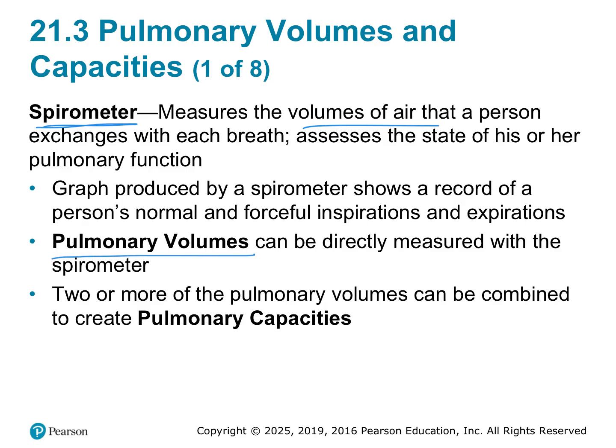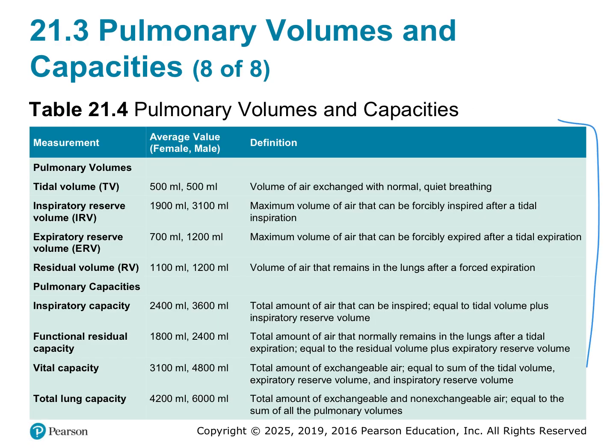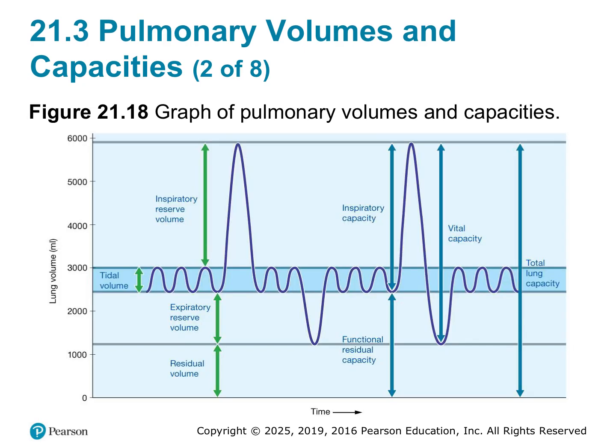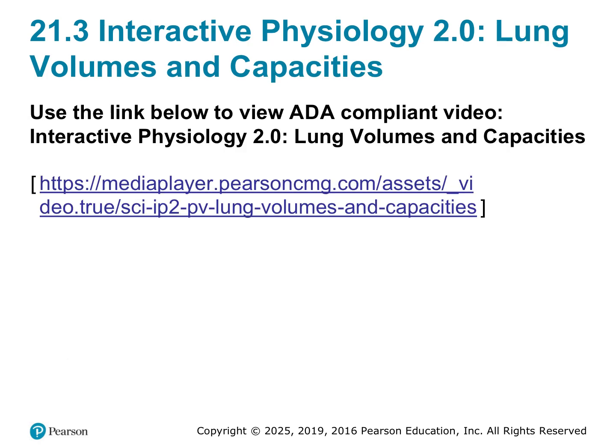So we have a number of pulmonary volumes that the spirometer can measure. Here's a table that has the different pulmonary volumes and capacities that can be measured in order to determine if there's any abnormalities with an individual in terms of their pulmonary volumes and their pulmonary capacities. And this graph shows all the different types of pulmonary volumes and how they relate to one another. If you want some more information on that, you can look at the animation in the PowerPoint.